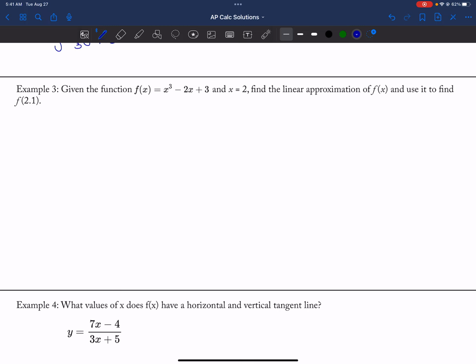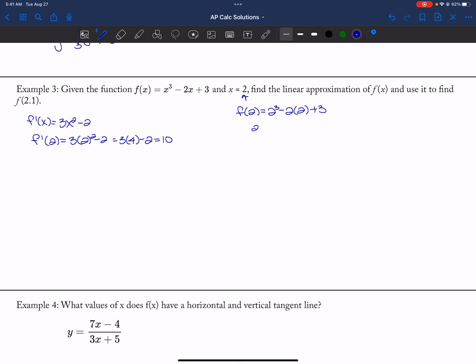Linear approximation means to find the equation of the tangent line. So first I need f prime of x, which is 3x squared minus 2. And then I need f prime at 2, which is 3 times 2 squared minus 2, which is 3 times 4 minus 2, which is 10. Now, I was given x is equal to 2. I need to find f of 2. So that's 2 cubed minus 2 times 2 plus 3.